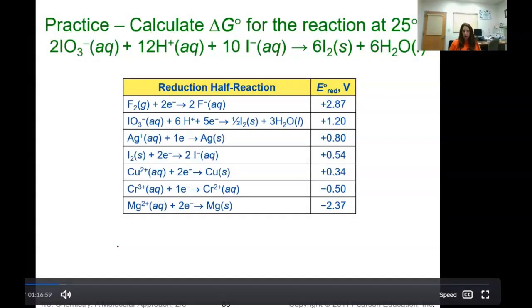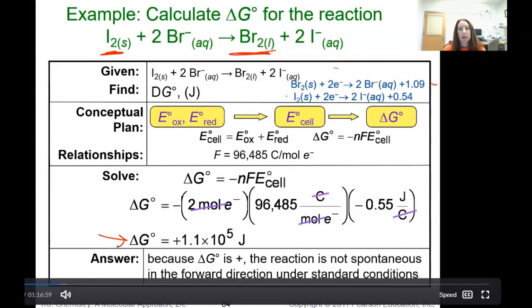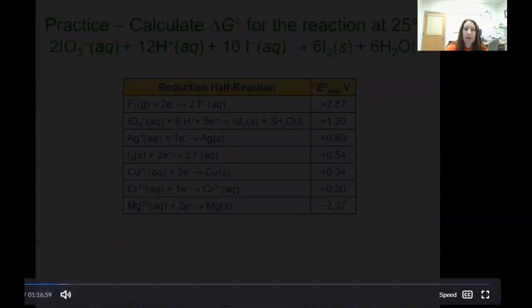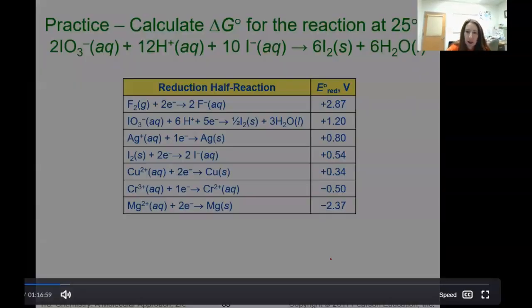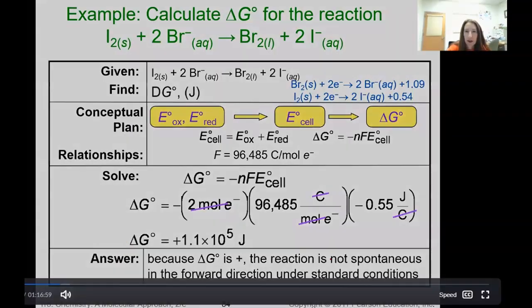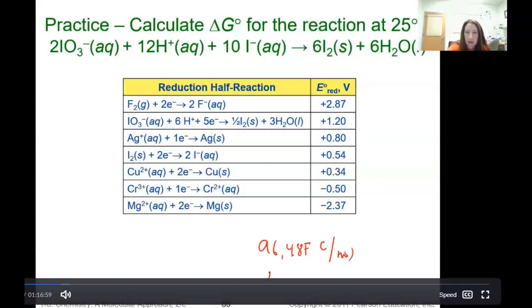Okay, so here's the reaction. F, I never remember F, sorry, F is 96,485 coulomb per mole, and delta G equals negative NFE. That's an F. All right, that's all you should need, except for that's not a 5. That's all you should need to solve this problem.